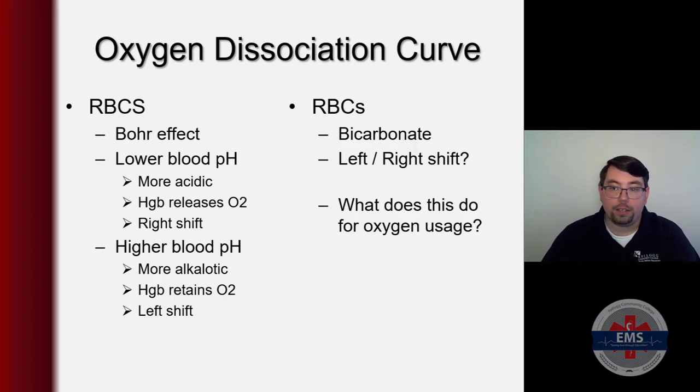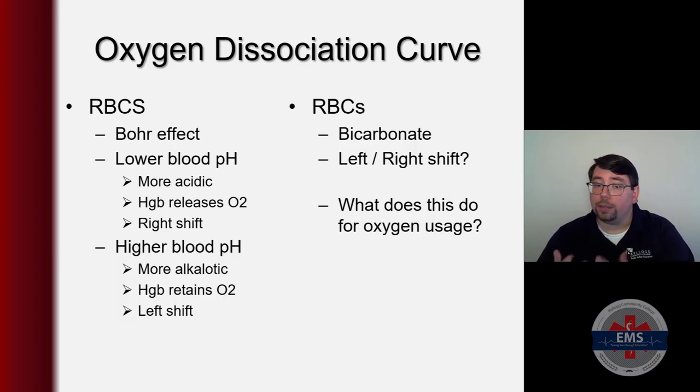Lower blood pH, obviously they're more acidic. We know the hemoglobin is going to want to let go of that oxygen, and we call that a right shift. Right is not always good because we're losing the ability for the body to hold on to oxygen. So think about your severely acidotic patient in severe respiratory distress from COPD. More and more, they're going to lose their ability to hold on to oxygen as they become more acidic.